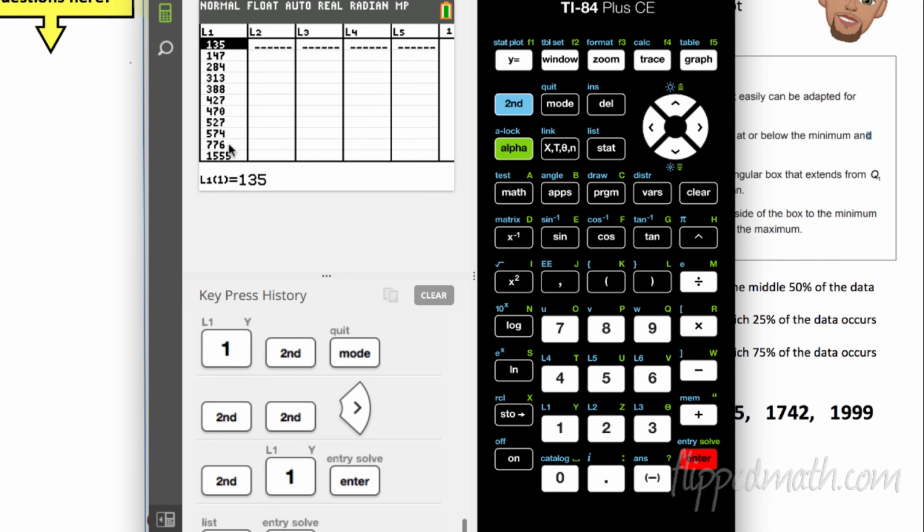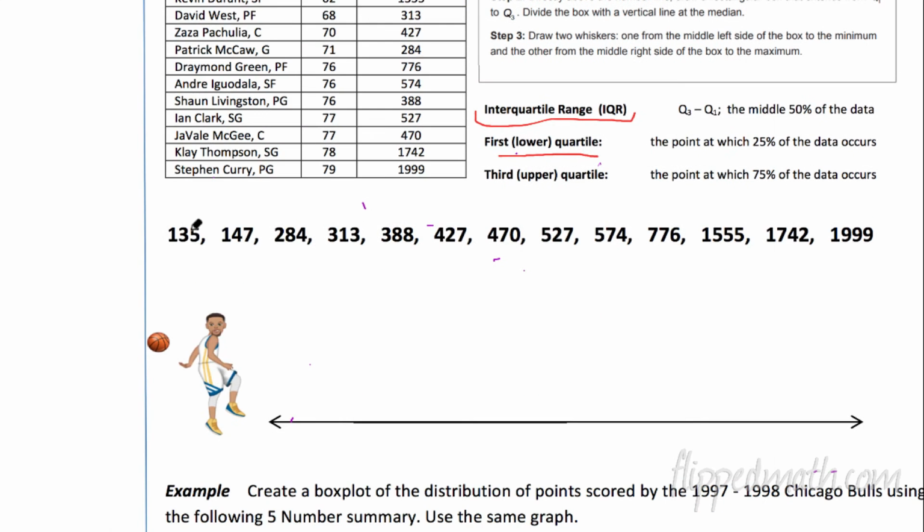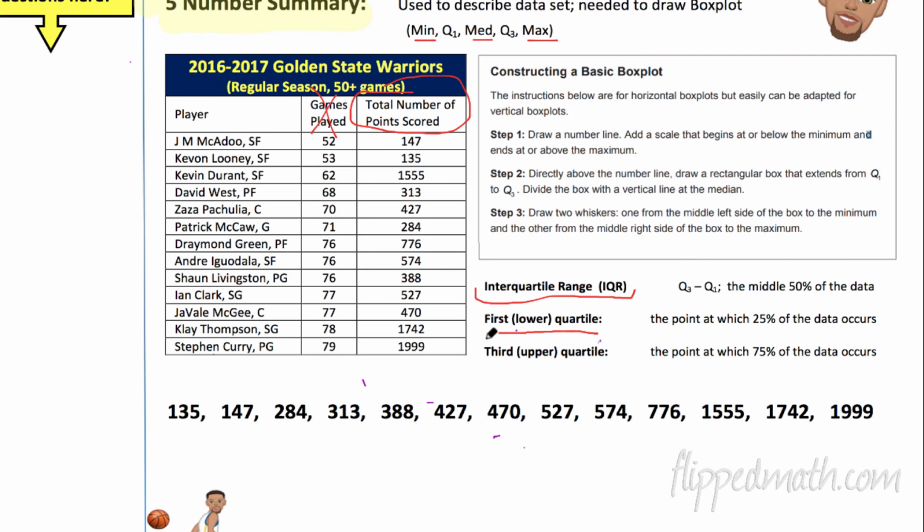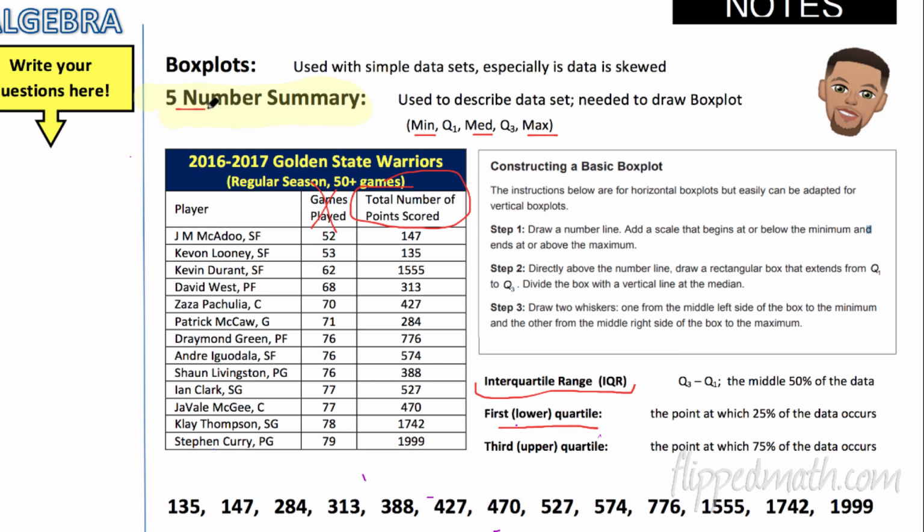But if I go back into my lists, I can see that they're now in order. And that's important. That's where I got these numbers right here. These are from the lists after I put them all in order. Now, to create a box plot, we first have to find the five number summary. We talked about that. The minimum and the maximum are easy.